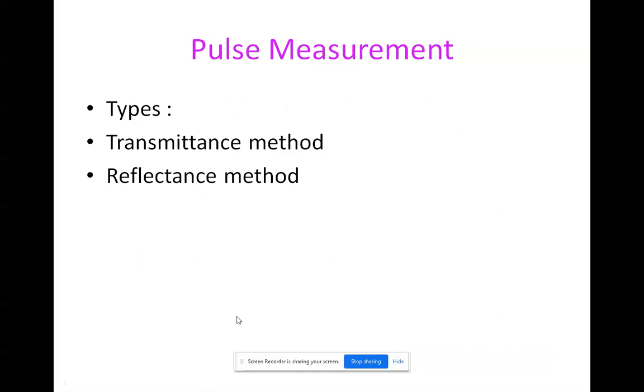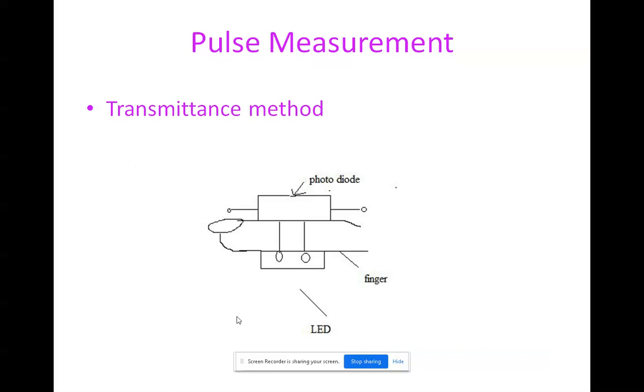So here the pulse measurement has two types. One is the transmittance method and another one is the reflectance method. So this is the transmittance method. You can measure the pulse by using the finger. I think you all know. While you are going to the hospital, everyone will check the pulse through the finger.